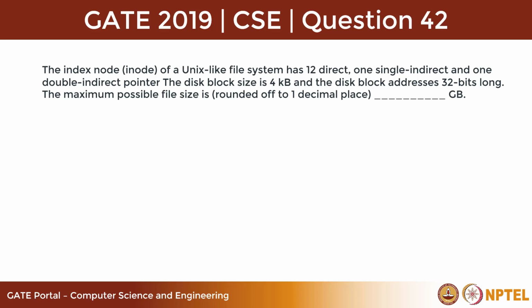Hello everyone. Today we are going to discuss this question which was asked in GATE 2019. The index node (inode) of our Unix file system has 12 direct, one single indirect, and one double indirect pointer. The disk block size is 4 kilobytes and the disk block address is 32 bits long. The maximum possible file size, rounded off to 1 decimal place, is how many GB?